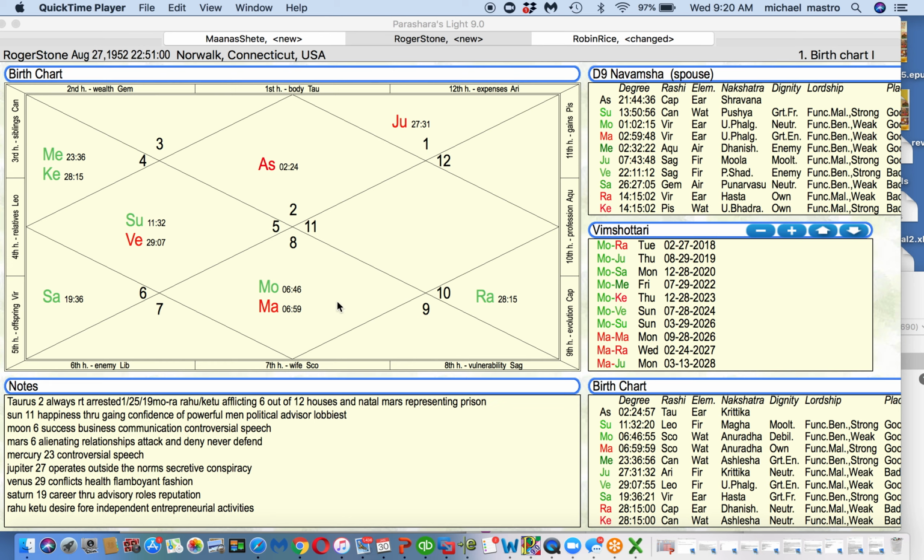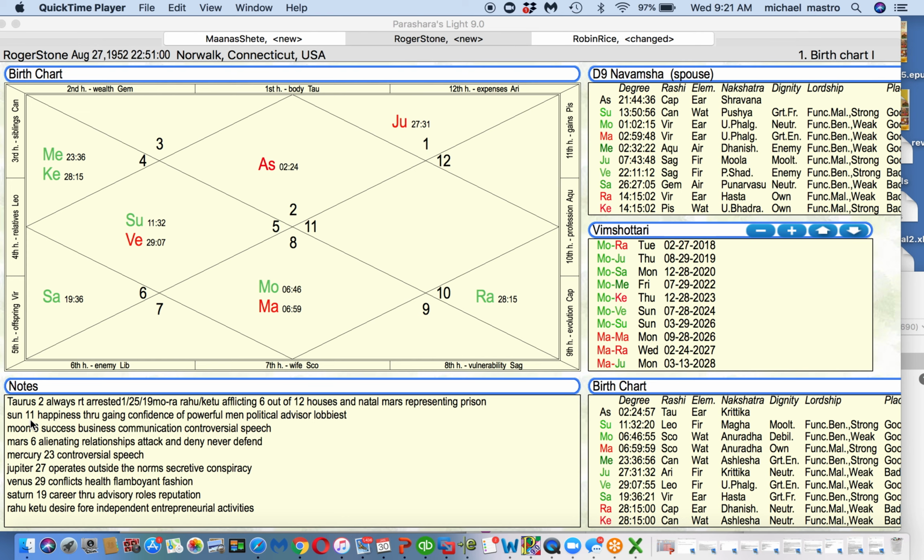a functional malefic. And then we have the 9th sign of Sagittarius, ruled by Jupiter. Jupiter becomes functional malefic. And then we have the first sign of Aries, ruled by Mars, which becomes functional malefic in the 12th house, along with Rahu and Ketu, which are functional malefics for every chart. It doesn't mean that they're going to cause harm, but they can cause harm. The other planets are benefics in his chart. So let's look at each of these planets.